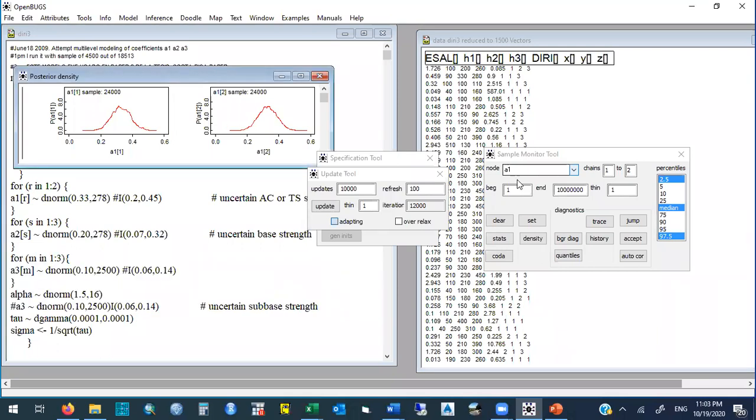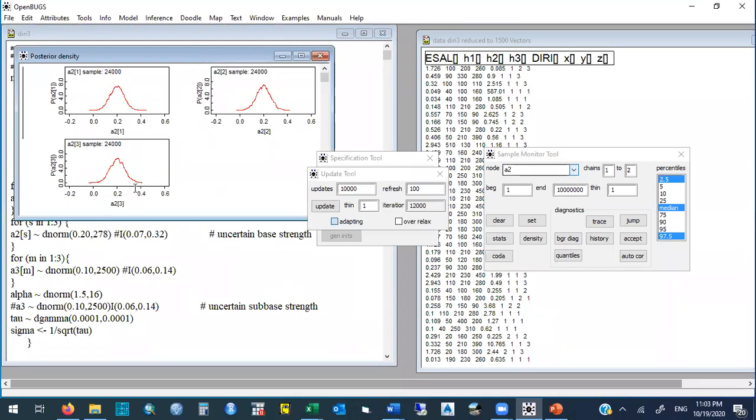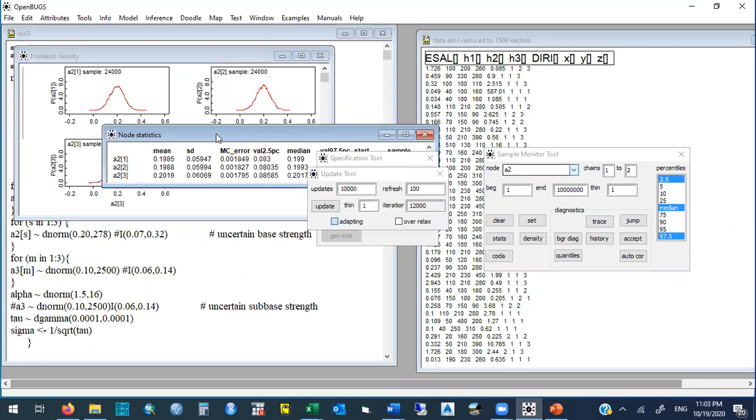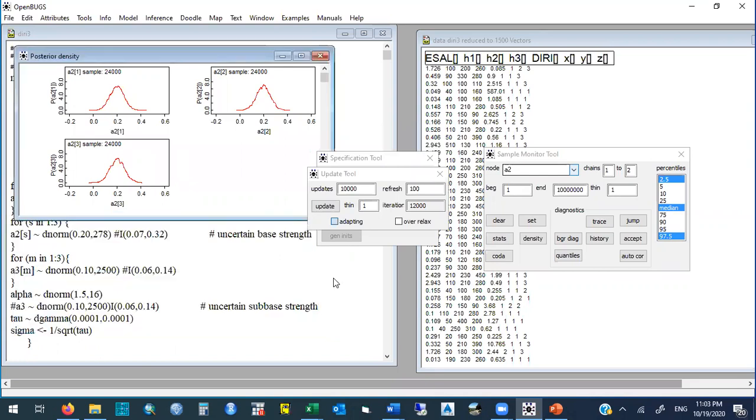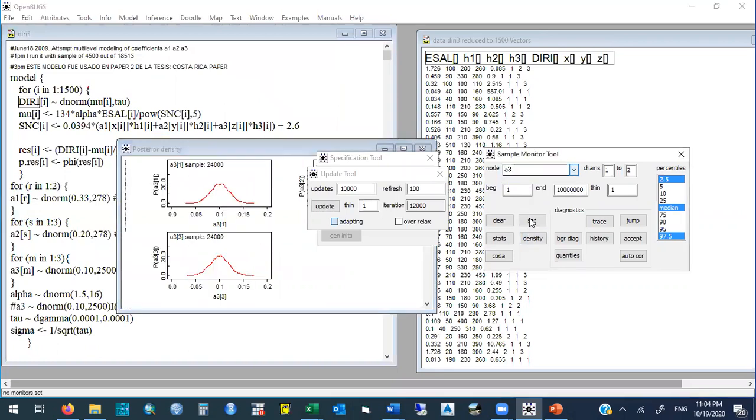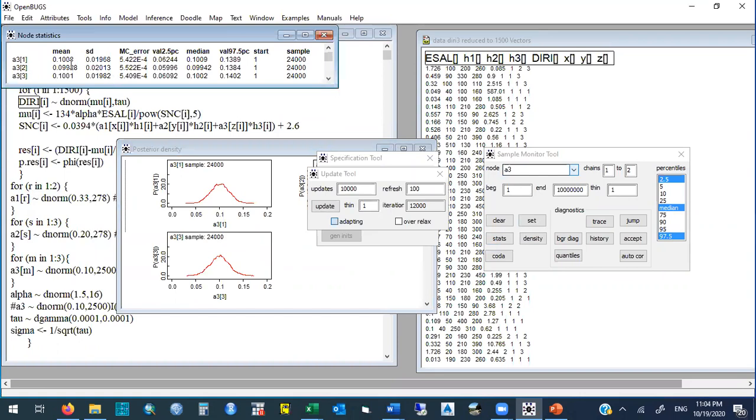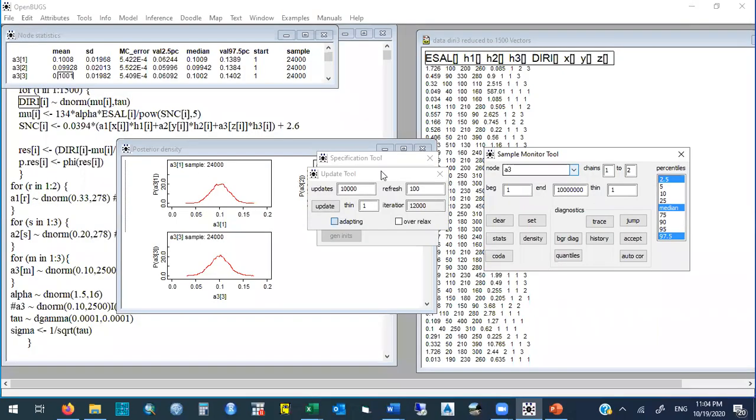I can have my A2, for instance, and I can see my density for A2. I have three groups, and I can see the actual statistics for the groups. So it's 0.19, 0.20. And I can see the same for the A3. So the A3 is coming very low, as a matter of fact: 0.10, 0.09, 0.10. You see the point, the A3 is somewhere between 0.06 and 0.16. So we're getting that local calibration for these values.